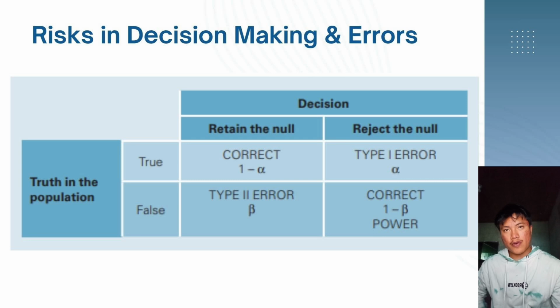So an example of this is this table right here. Truth in the population: there are true and false, and decisions to retain the null and reject the null. So there's the correct one, which is 1 minus alpha, and the type 1 error is just alpha. On the false side, we have the type 2 error, which is beta, and the correct one is 1 minus beta, the power.